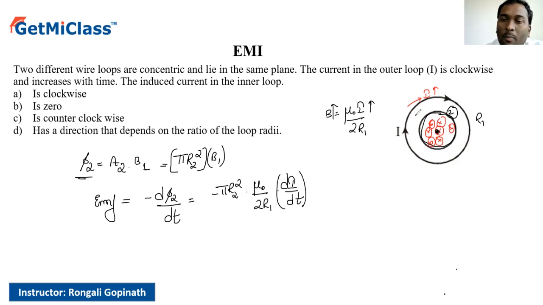Now, since the magnetic field, or the flux, is increasing for the second loop, it will try to oppose the change. In order to oppose the change, it has to create a magnetic field which is out of the page, like this. In order for that to happen, the induced current should flow in the anti-clockwise direction, right? So we can say that the induced current in the inner loop is in the counterclockwise direction.